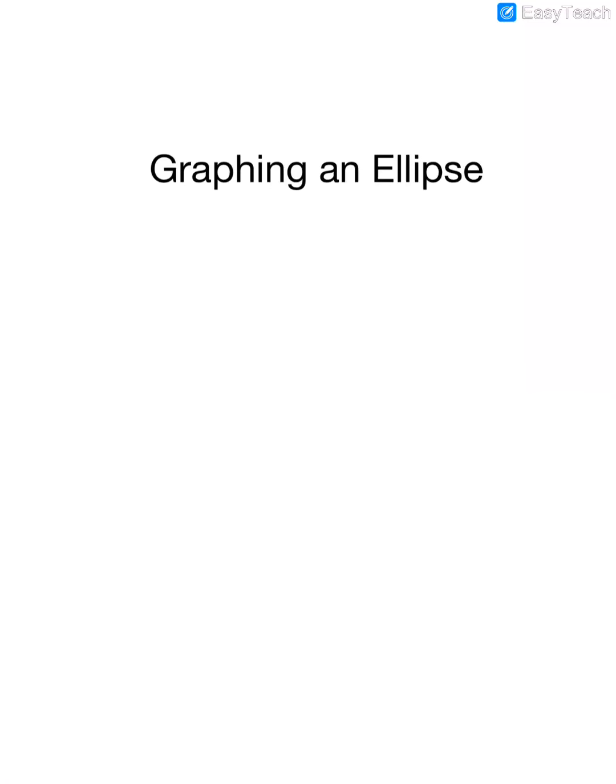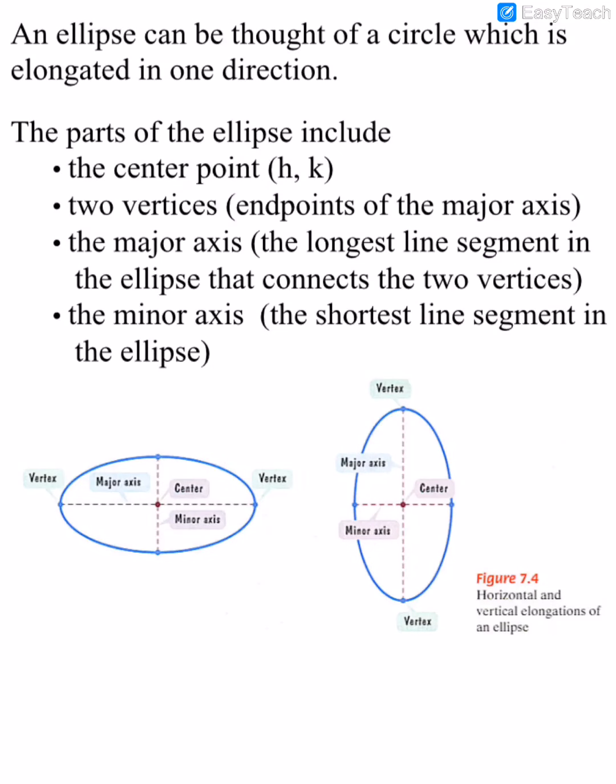Today we're going to talk about how to graph an ellipse. An ellipse can be thought of as a circle which is elongated in one direction, or you can think of it as an oval. There are several parts to an ellipse. The center of the ellipse, right here or right here, has the coordinates (h, k).